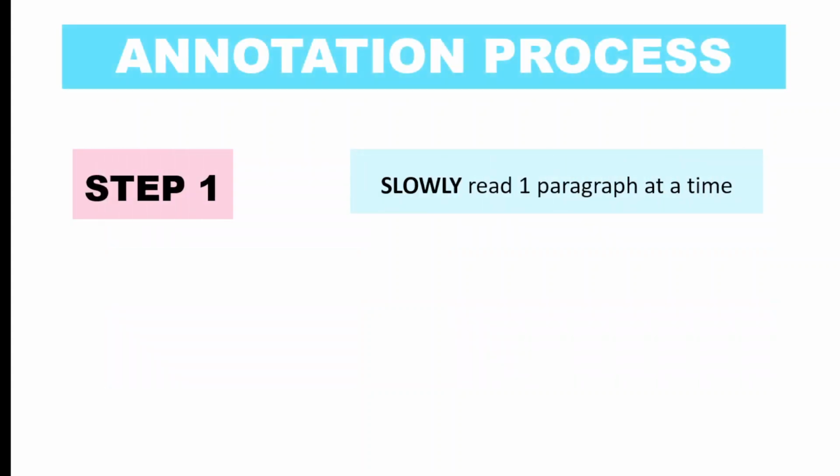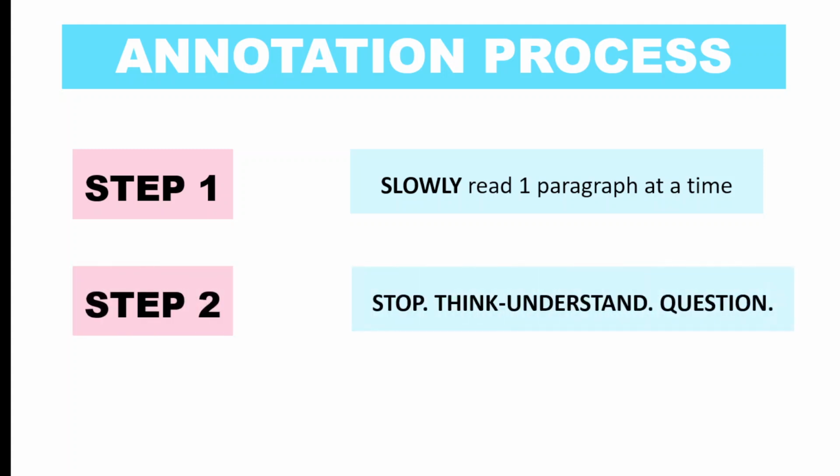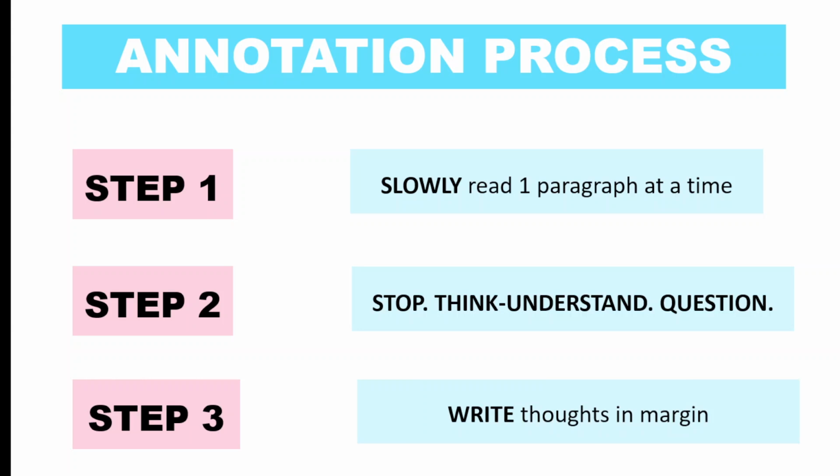Now, what does the process look like? Step 1, you slowly read one paragraph at a time. Step 2, you stop, think, understand, write any questions you have, and then you write all those thoughts down. So you read, you think, and you write. Three steps.